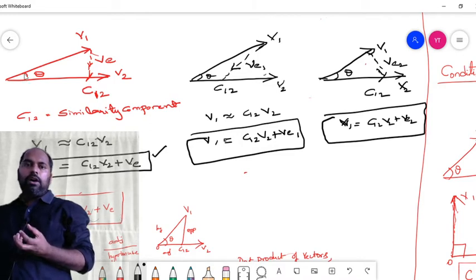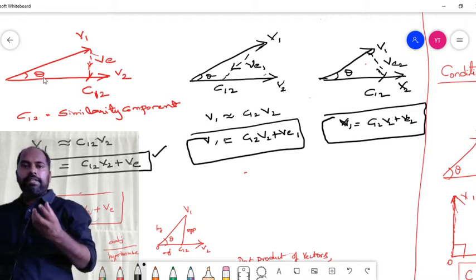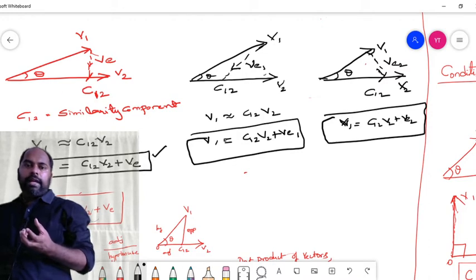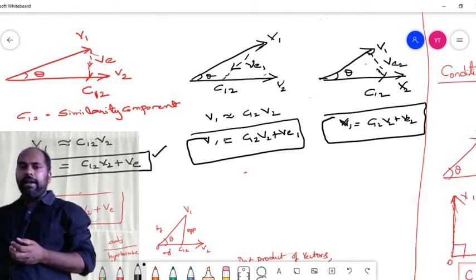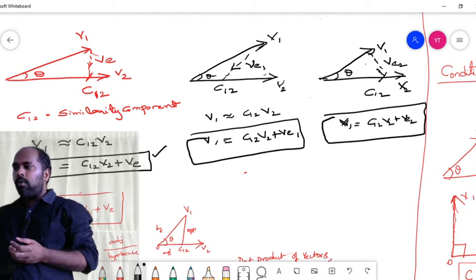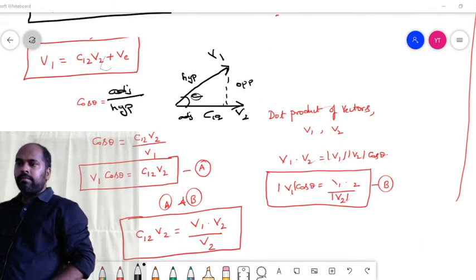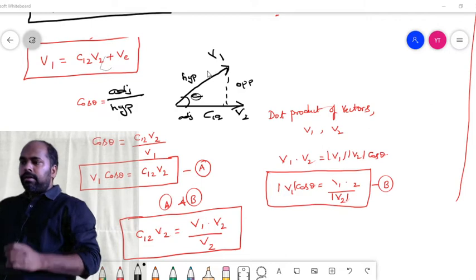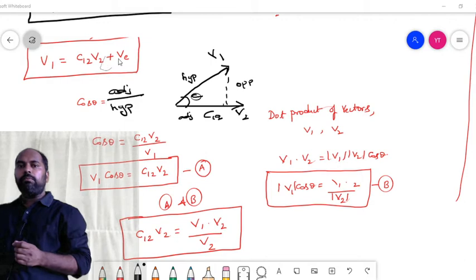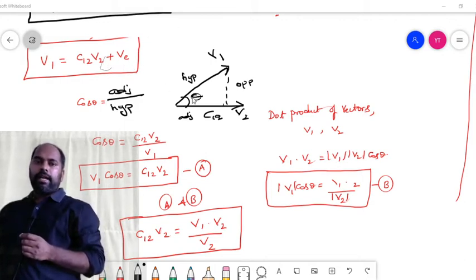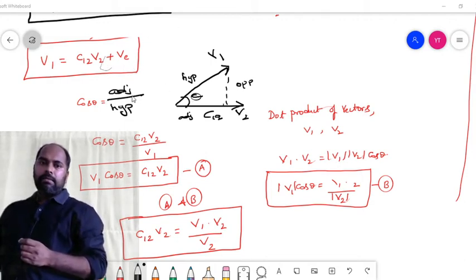Next, coming to V1 equal to C12 V2 plus VE. Now if you observe this triangle, it is a right angle triangle. Therefore, according to trigonometry, cos theta equals adjacent by hypotenuse. Now we take the generalized equation V1 equal to C12 V2 plus VE. According to the right angle triangle, cos theta equals adjacent by hypotenuse.